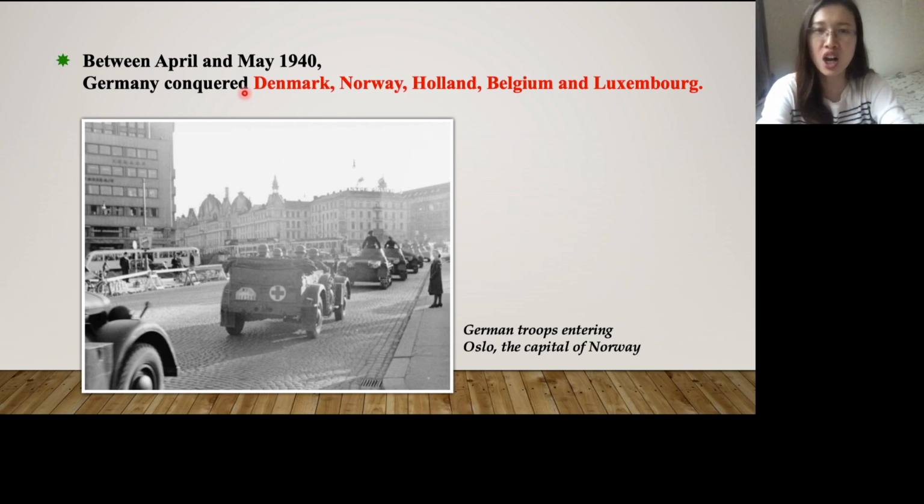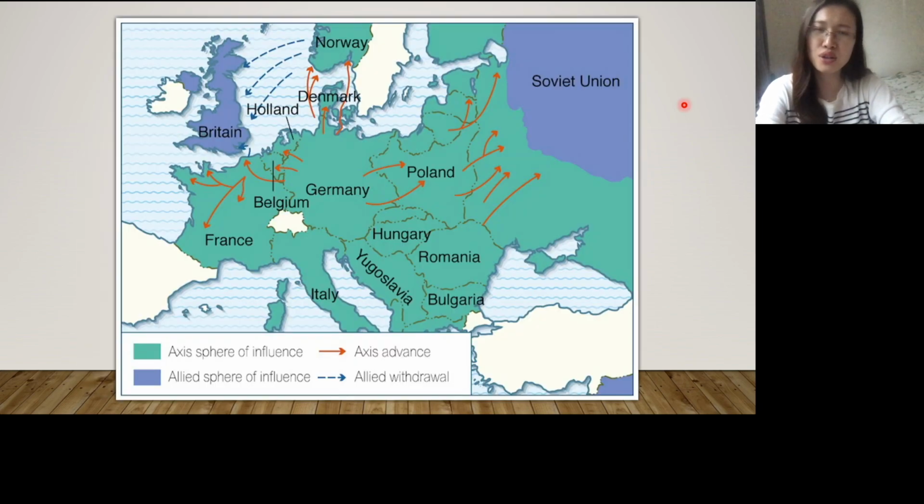In 1940, Germany conquered Denmark, Norway, and even Holland, Belgium, and Luxembourg in just 2 months. So you can see how effective the Blitzkrieg was in the war, right? So who should be their next target? Now they have Denmark, Norway, even Holland, Luxembourg, and also Belgium, right? Next, maybe should be France.